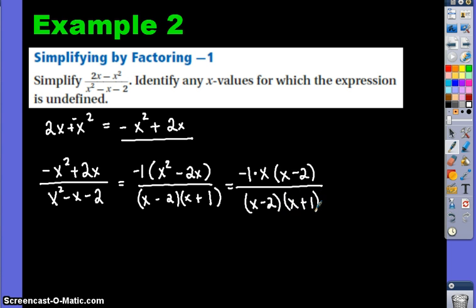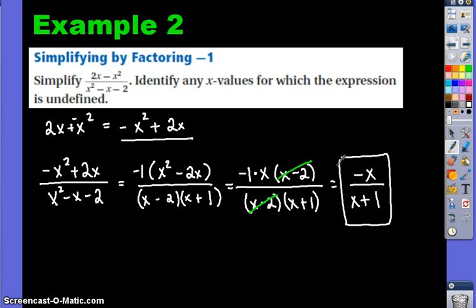So now we can cancel out the x minus 2 and then re-multiply. We have a -1 times x, which would be -x over the quantity x plus 1, and that's our simplified form. No more factoring is possible.